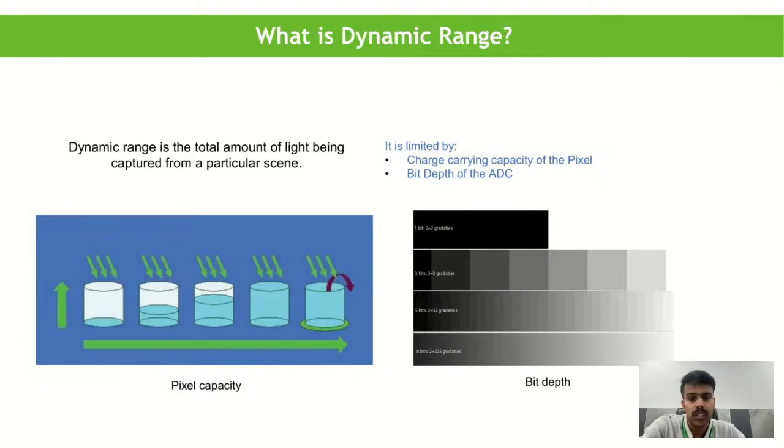Another factor is, once this charge is converted into an electron, it has to be converted into a digital signal. So there is an ADC circuit on the sensor, which has a certain amount of bit depth. The bit depth that the sensor can support also impacts the dynamic range. If you use a sensor which can support up to 8-bit, you can get different gradients up to 255 gradients. And if you use a sensor that can support 10 bits or even more than that, 12 bits, you can get even higher bit depths.